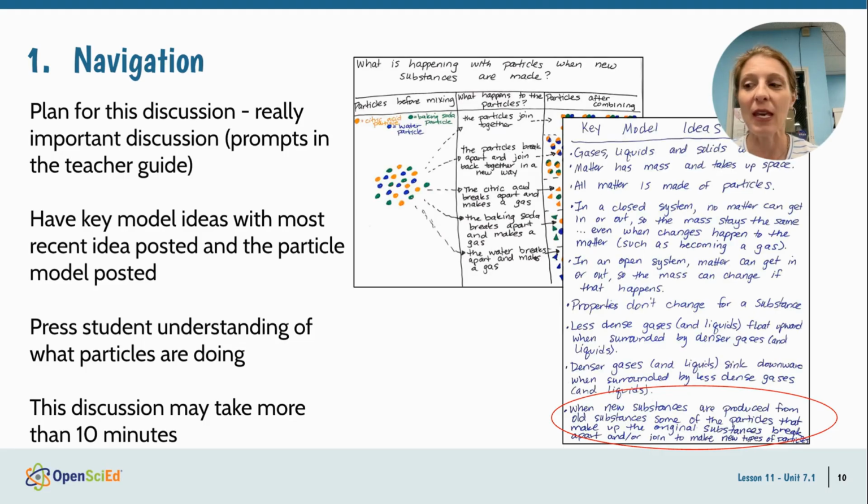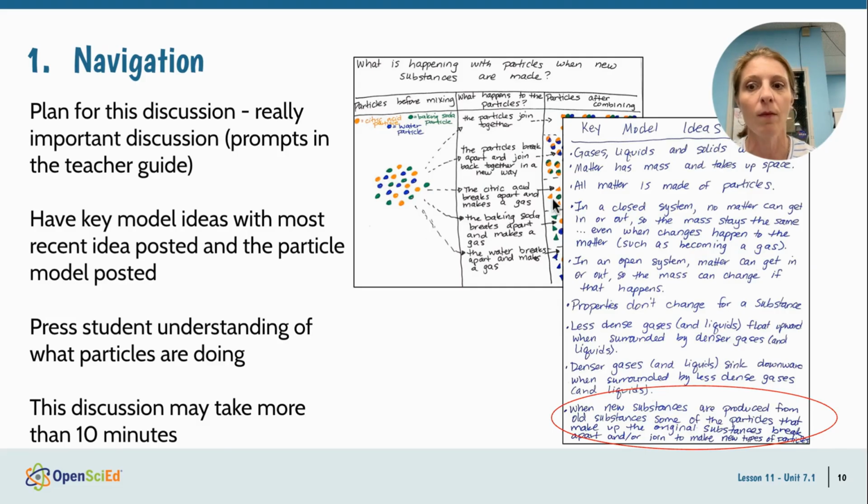On day 1, we begin with the navigation. Now, this navigation time is super important. You really want to plan for this discussion, and there are prompts that you can use in the teacher's guide to help you. You want to begin by having your key model idea poster on the board or somewhere easily visible for your students, because you want them to look at the key model idea that we made in lesson 8. We also want to have our poster of what we think particles of the bath bomb might be doing to create the gas.